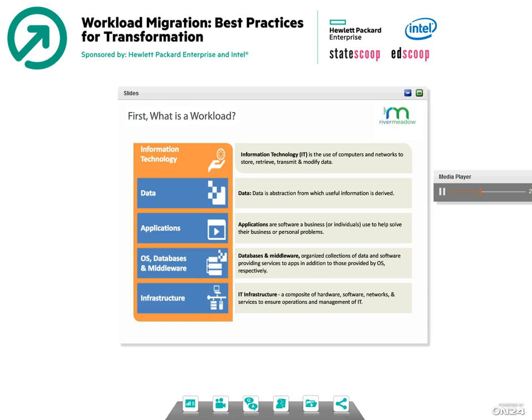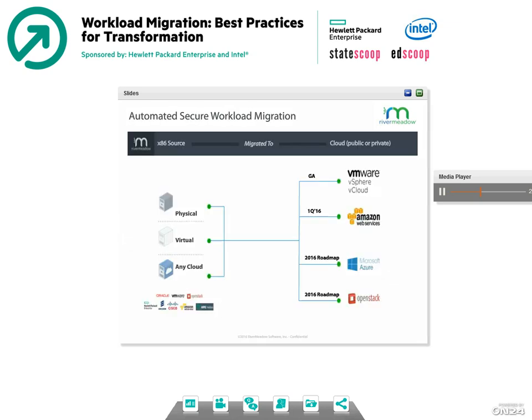So technically what we do, if you look at the overall architecture, is move those operating system instances or workloads from any physical, virtual, or cloud source to any supported target. Today we support vSphere, vCloud, and vCloud Air. We are engineering Amazon Web Services this quarter. And for the rest of the year, the high priority roadmap items, which definitely reflect the market as it's evolving, are Azure and OpenStack.